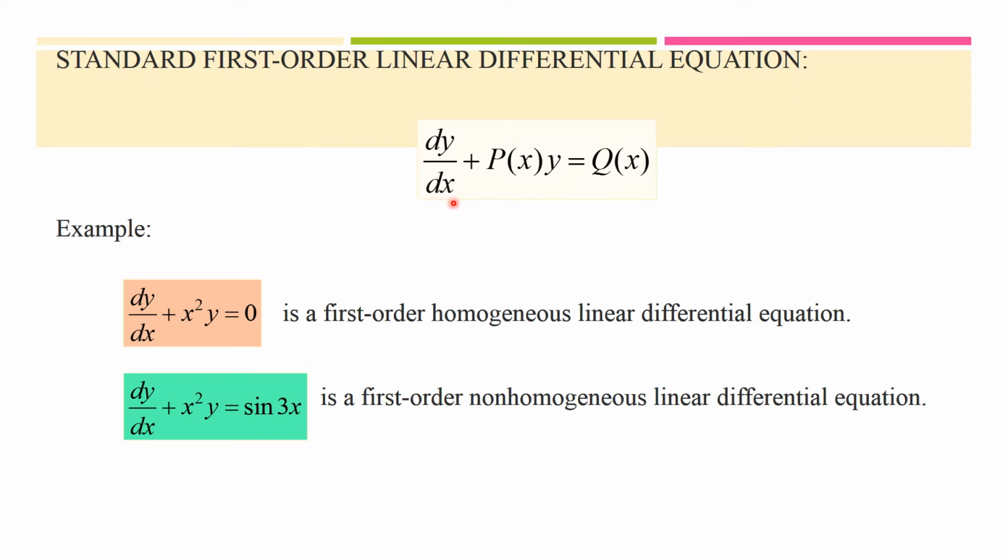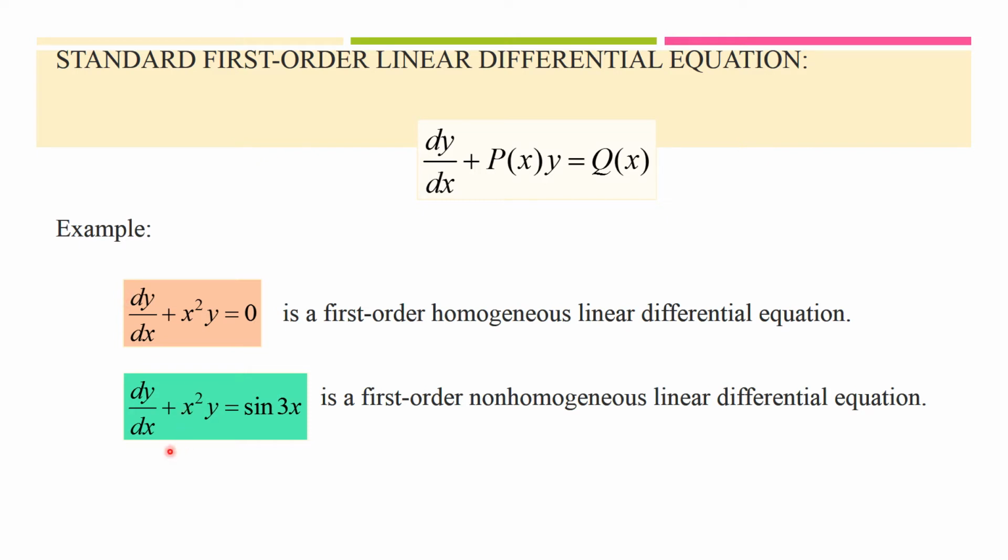So this is the standard form of the first order linear differential equation, dy/dx plus p of x times y equals q of x. Suppose we have an equation written in this form, dy/dx plus x squared y equals 0. Here p of x is x squared, multiplied by y equals 0. The q of x is equal to 0. So we say that this is a first order homogeneous linear differential equation, because q of x equals 0. And this equation is in standard form because the coefficient of dy/dx is 1.